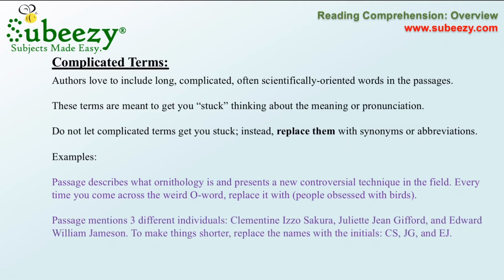Here's another example. A passage mentions 3 different individuals: Clementine Izo Sakura, Juliet Jean Gifford, and Edward William Jameson. They love doing this in the passages, giving you a bunch of different names and expecting you to remember who's who. To make things shorter and easier to deal with, replace the names with the initials CS, JG, and EJ. And as you're reading the passage, instead of reading out the entire name, just say CS, or just say JG, or just say EJ.